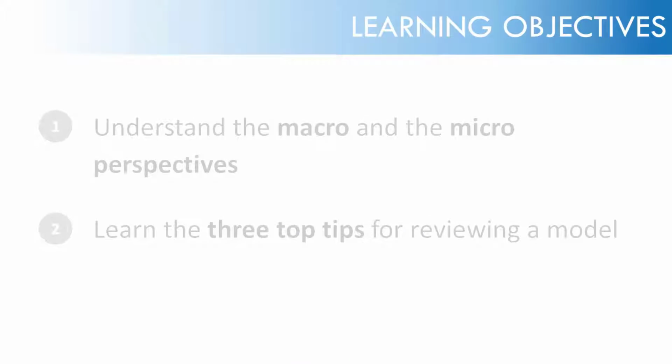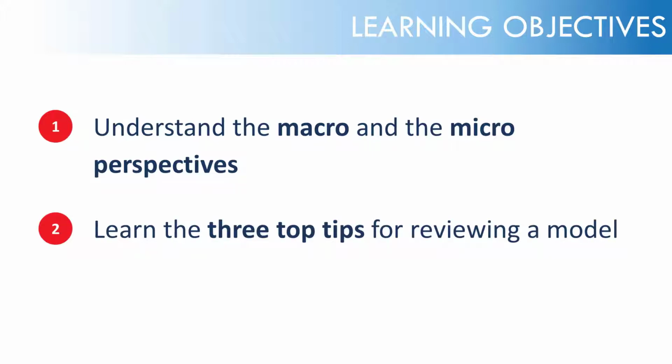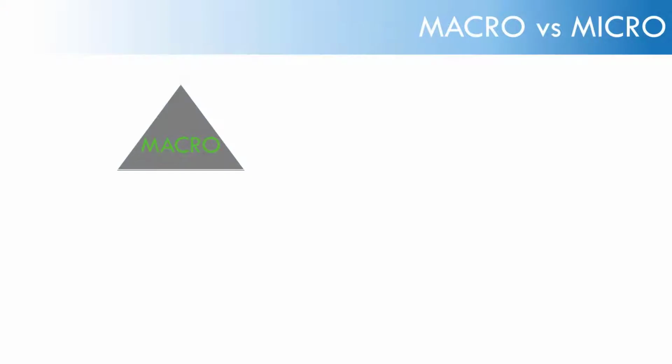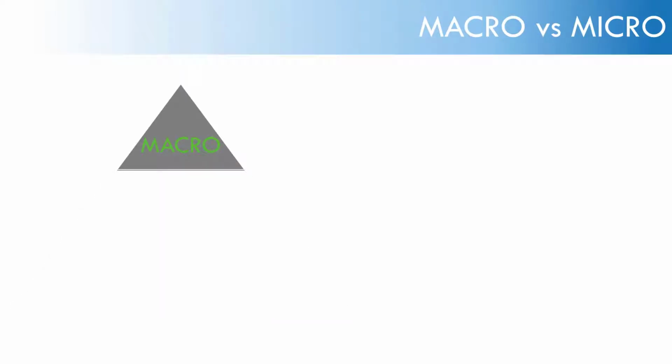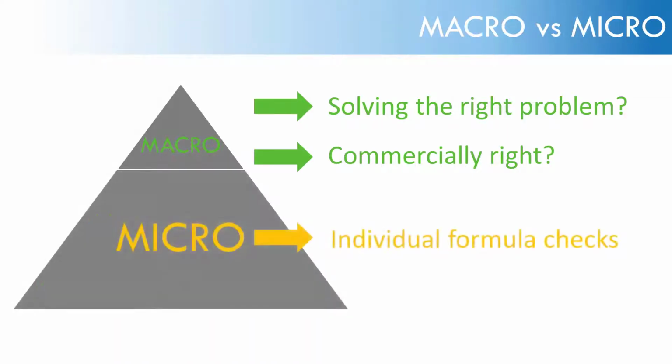Today we're going to cover number 1, understanding the macro and micro perspectives to de-risking a model. And 2, learn the 3 top tips for reviewing a model. So, let's delve in. When reviewing a model, it's important to understand whether you're looking at the macro perspective or the micro perspective. The macro perspective is asking, overall, is this model solving the right problem? Do the answers look about right commercially? The micro perspective is asking, is this formula doing what it's supposed to be doing?